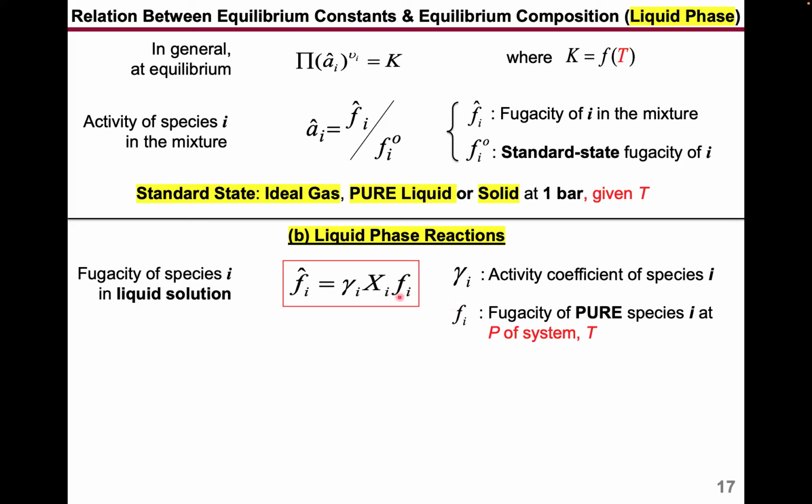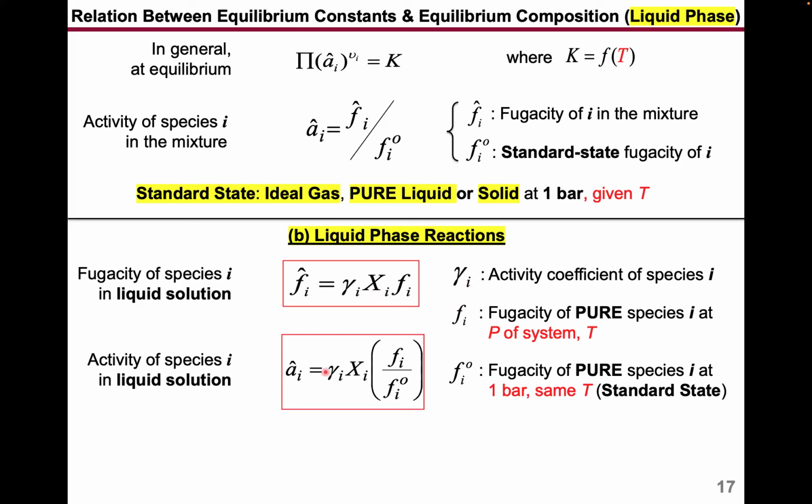You already know how to find xi. And then alpha i, the activity, is just equal to this divided by Fi0. So it's basically gamma i xi times Fi divided by Fi0. Fi0 is the fugacity of pure species i at 1 bar, at the same temperature. So here we have the standard state. All right, now gamma i, you know how to calculate.